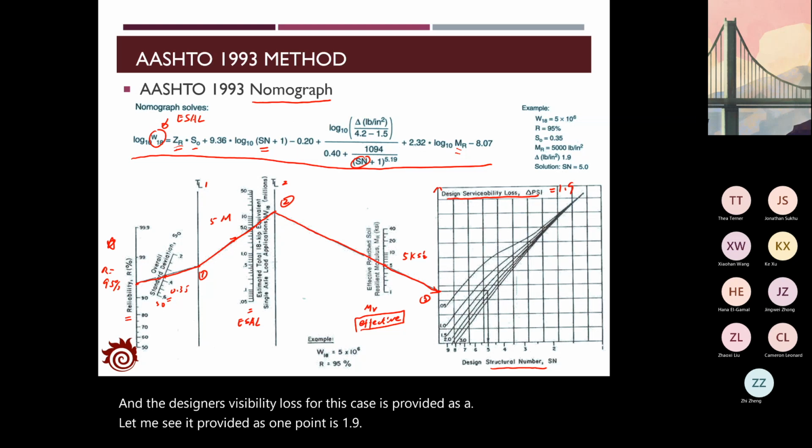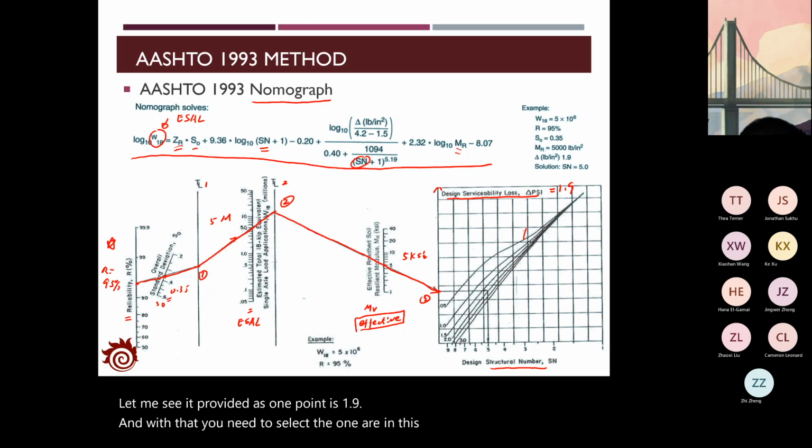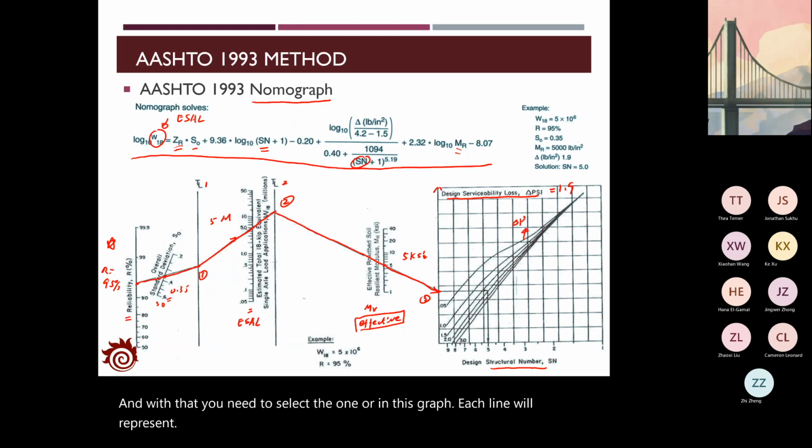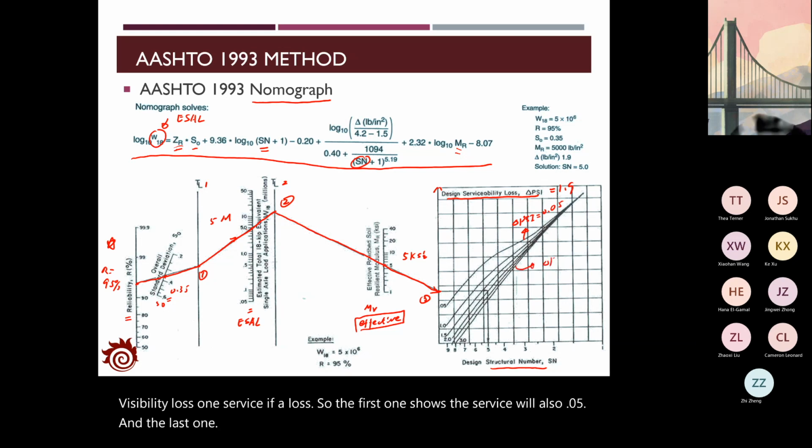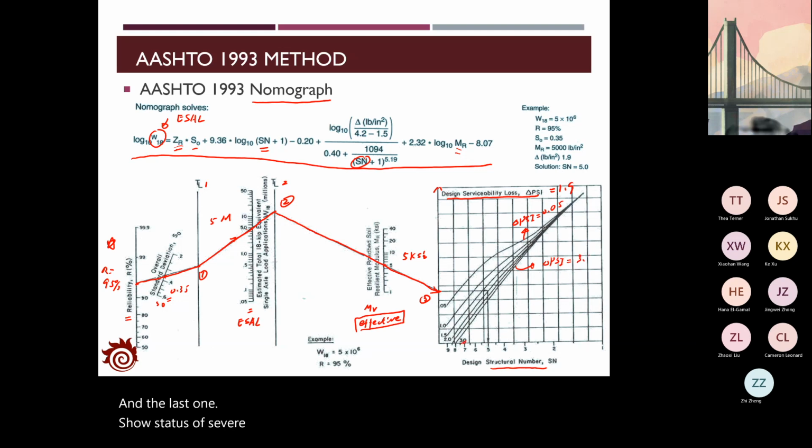And with that, you need to select the one. In this graph, each line will represent one serviceability loss. So the first one shows the serviceability loss of 0.05, and the last one shows the serviceability loss of 3.0.